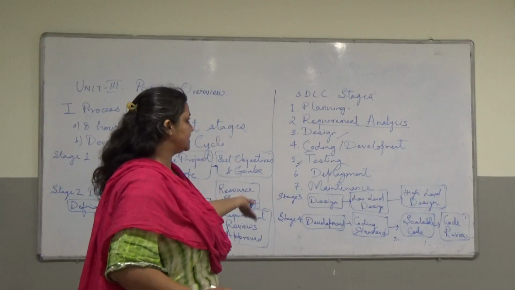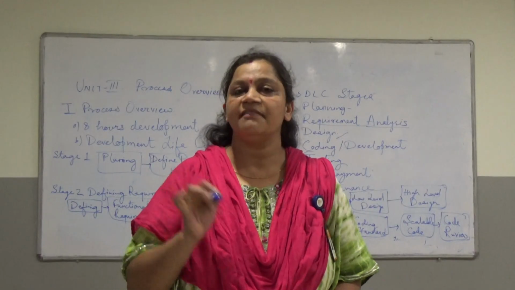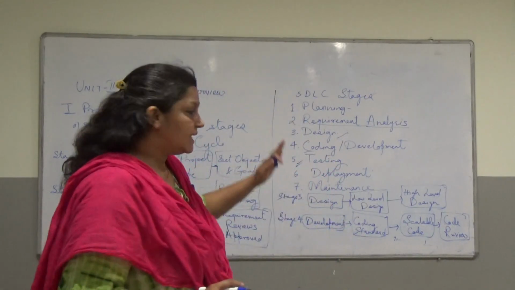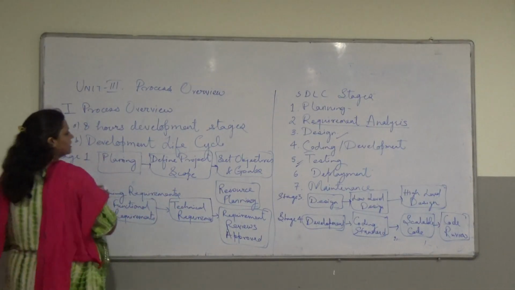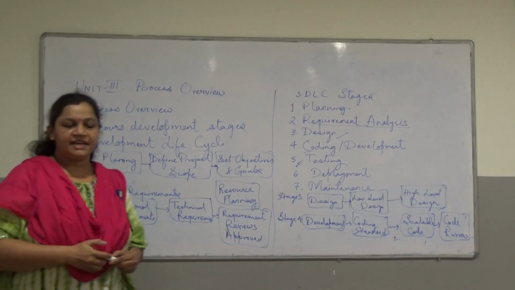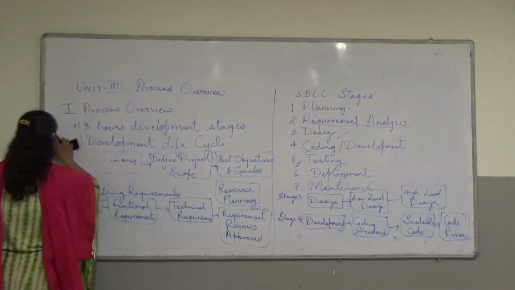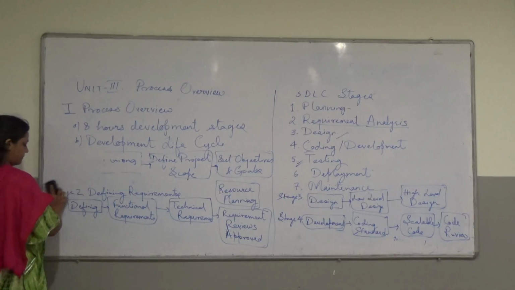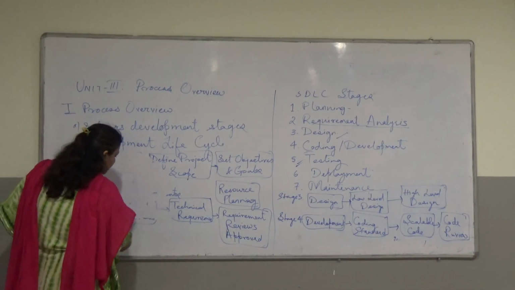So these are the SDLC stages. Now, what is SDLC? SDLC means software development life cycle. These are the various stages that we have under SDLC. Under the process overview, we have the software development life cycle. What are the various development life cycles that we have? Under this we have the waterfall model. So what is the waterfall model all about?